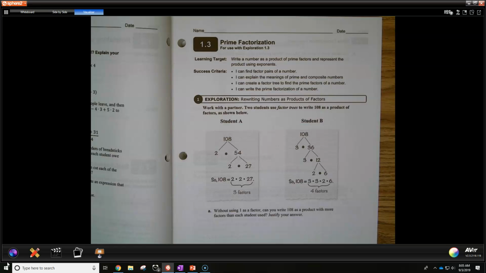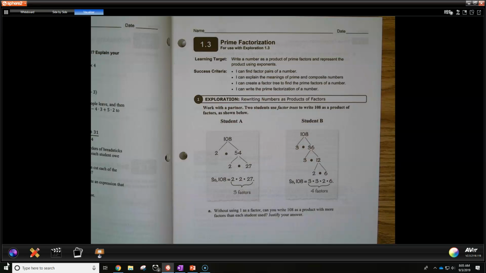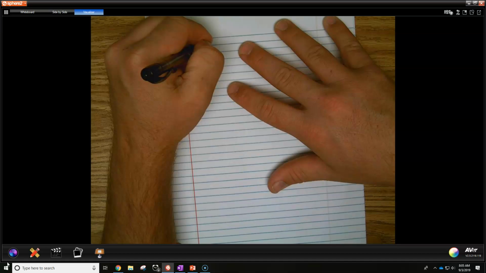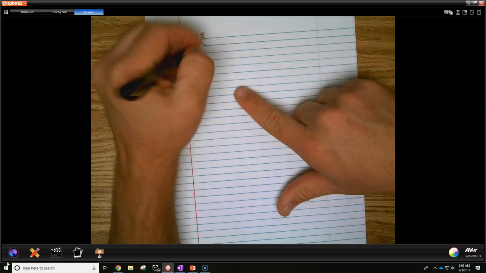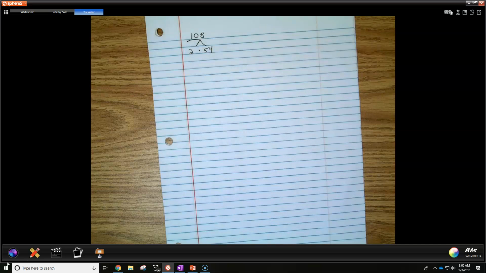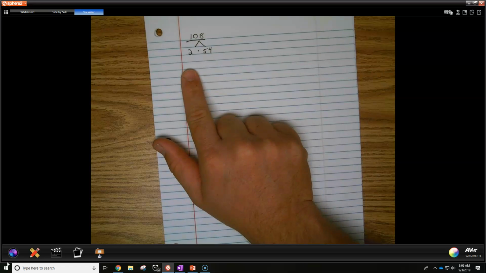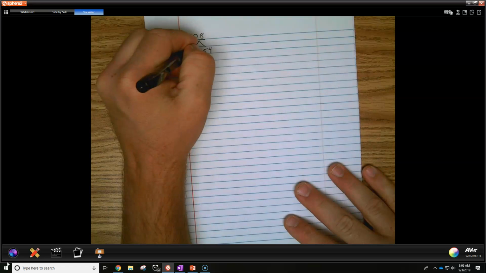We're coming back together. Let's talk about this. So before I start breaking this down, a couple groups got it. I'm going to copy it here on paper. They broke 108 into 2 times 54. Now, why did they not break the number 2 down? Grayson? 2's prime.